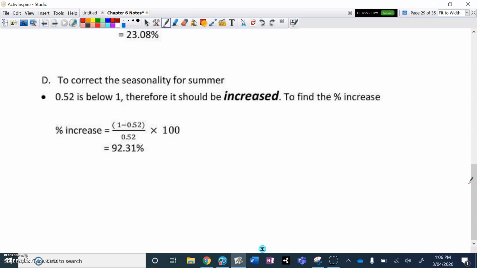So to correct the seasonality for a season that's got a seasonal index of 0.52, I know I need to increase my sales by 92.31%.